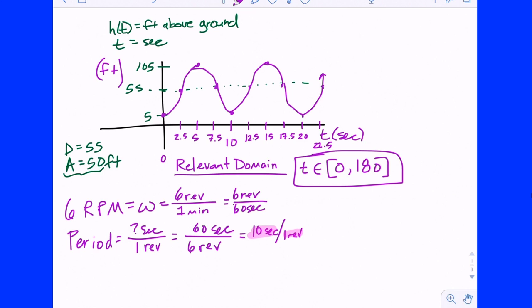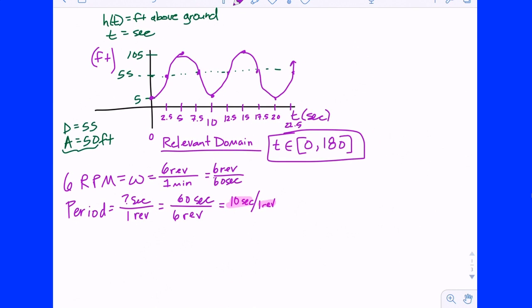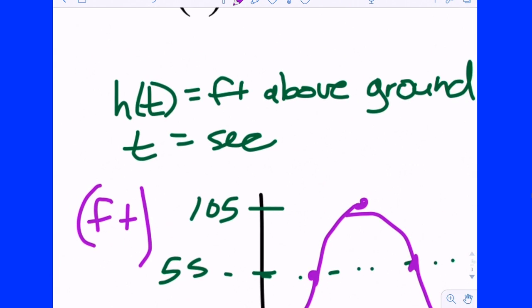Okay, now that we have the graph, that we've answered part A, we need part B. Assuming that h is a sinusoidal function of time t, write a particular equation. Confirm it by graphing it in the graphing calculator. Okay. Let's go ahead and write an equation. Pretty easy now that we have the graph. It gave us the name of the function, so we can't call it y or f. We're calling it what? H of t.